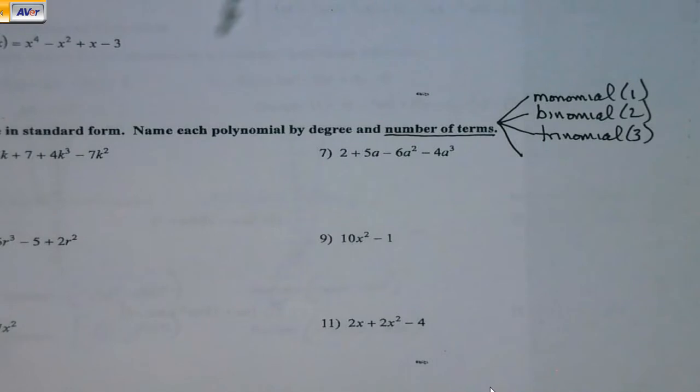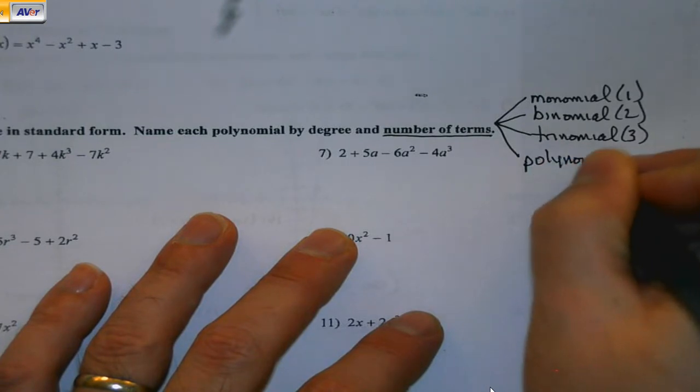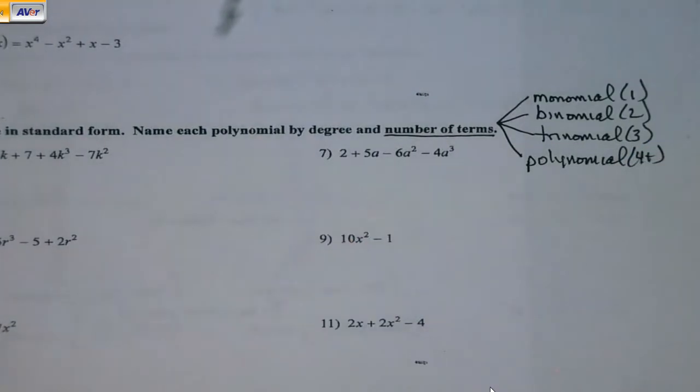We call 3 a trinomial. A tricycle has 3 wheels. So 3 terms gives me a trinomial. And then anything above that, we just call a polynomial. We don't have fancy names for it. We don't call it like a quadranomial or something like that. Cool concept, but not really.